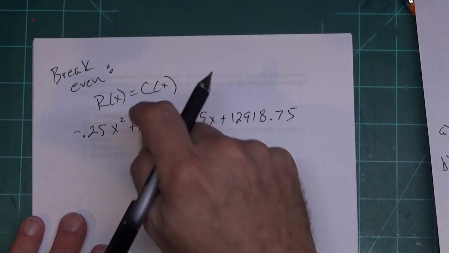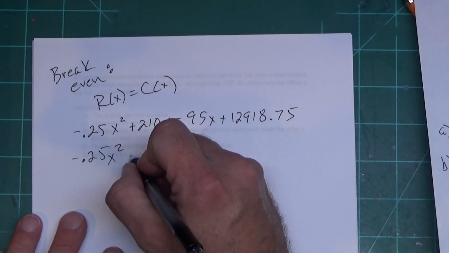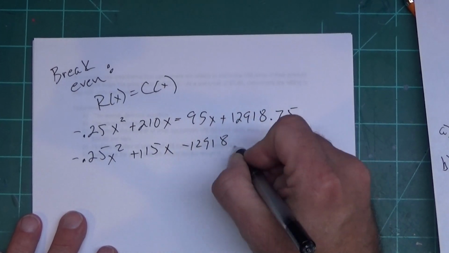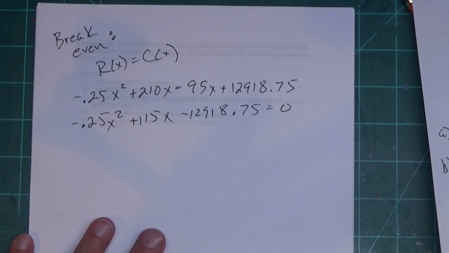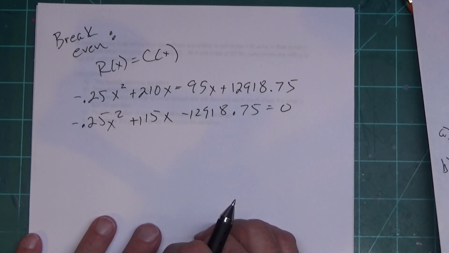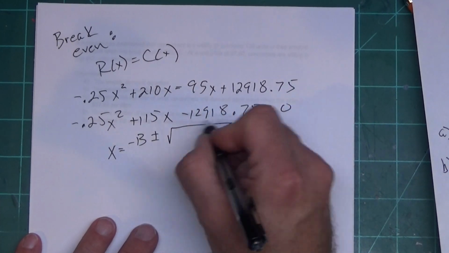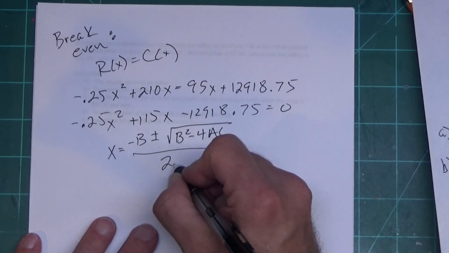Okay, then you bring both of these over, so you get negative 0.25 x squared plus 115x minus 12918.75 equals 0. Yes, that's a profit function. Yes, you can set profit equal to 0. Solve for x to find the break-even quantities. Okay, now from here, what I can do is x equals negative b plus or minus square root b squared minus 4ac all over 2a.